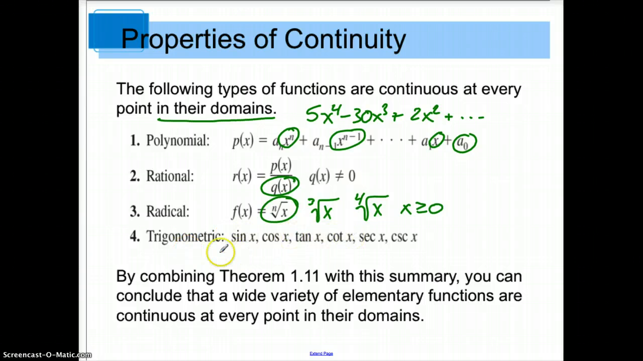Sine, cosine, tangent, cotangent. Sine and cosine both look like that, just shifted over. Tangent, cotangent, secant and cosecant are these U shapes. So we know there's asymptotes in between these, right? But for each piece that's in the domain, for each of these shapes, they're continuous. So if you could take any of these functions and do any of the previous things with them, like add, subtract, multiply, or divide them, they're still going to be continuous. So there's a lot of continuous functions.